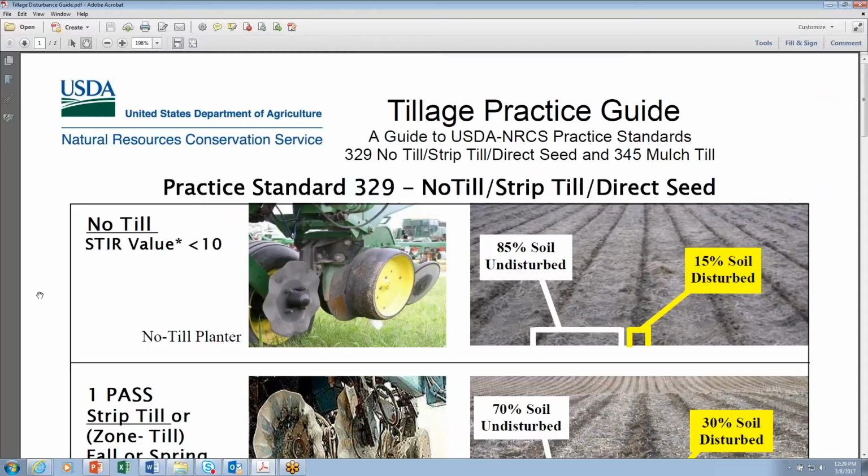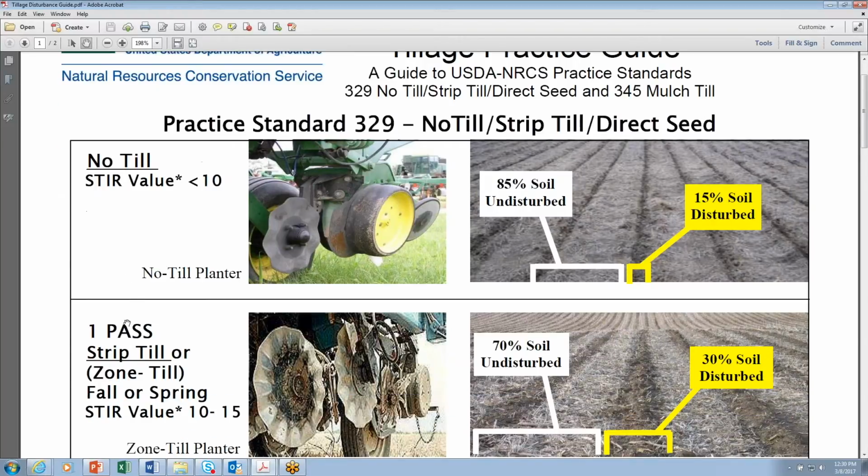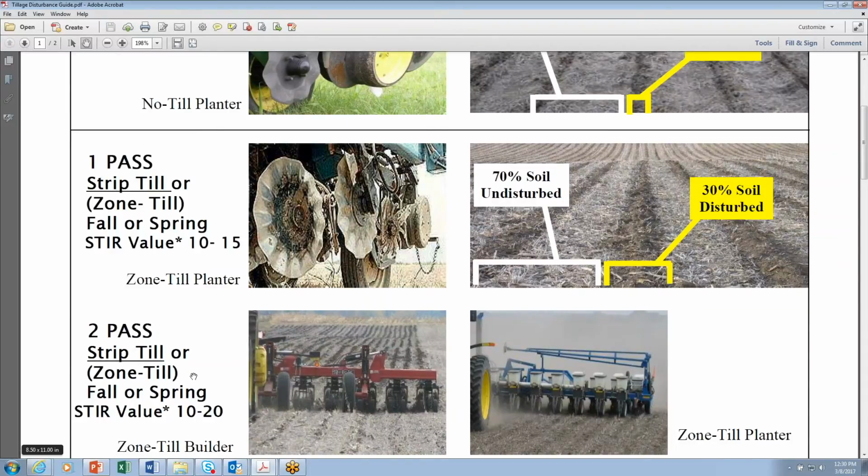I'm going to keep this one split out the way we used to talk, because I think it's very helpful when we're talking with our clients, to really let them know what is no-till versus what is strip-till versus what is, and we just keep going down, a double pass strip, and then what does reduced tillage really look like?